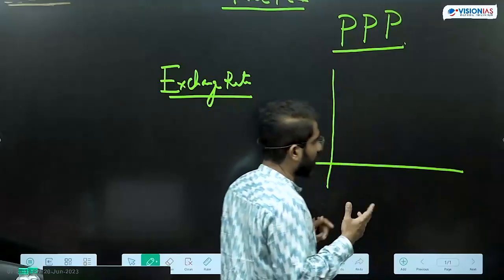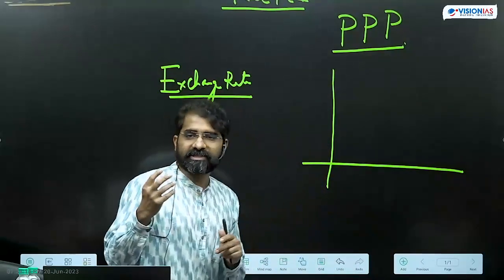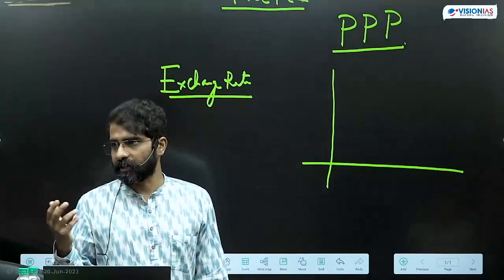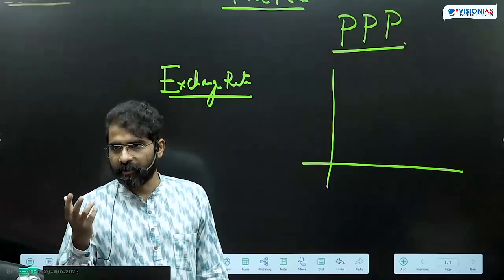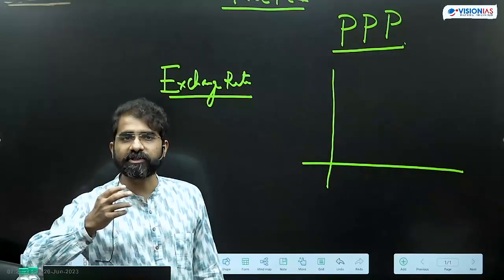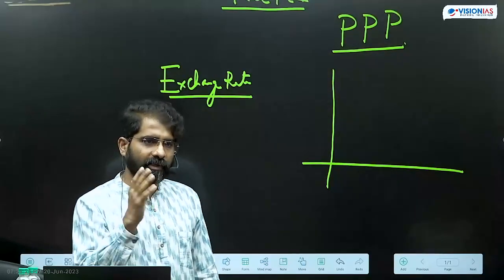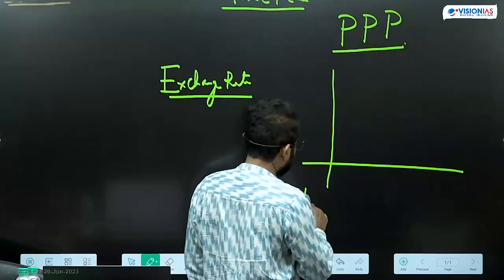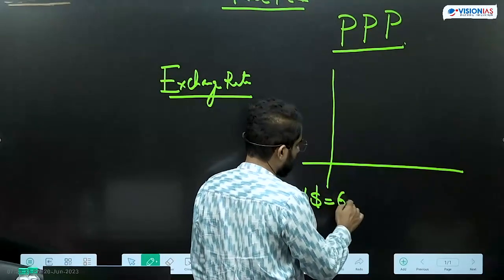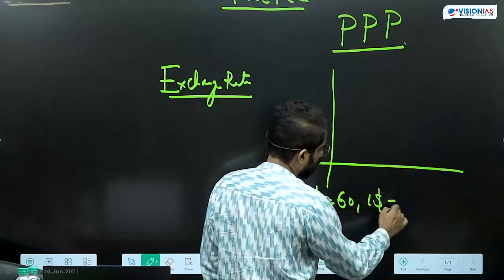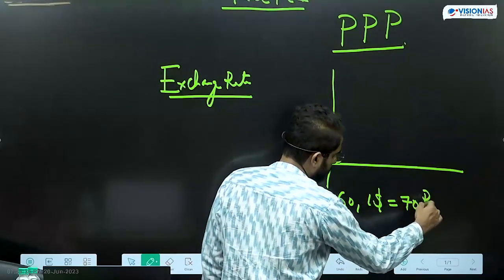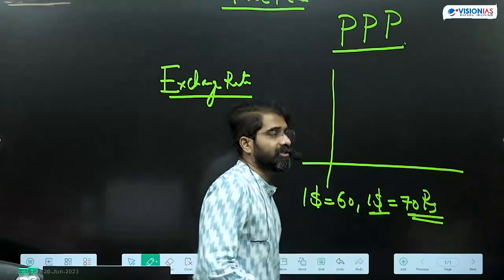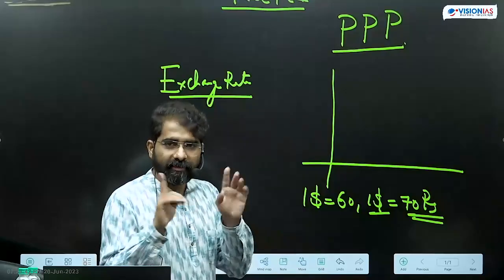So in the forex market, what decides the value of currency? It is the market, which is why it is called forex market. Market means the forces of demand and supply. For example, if I say $1 is equal to 60 rupees or $1 is equal to 70 rupees, this conversion of one currency into another is based on demand and supply.